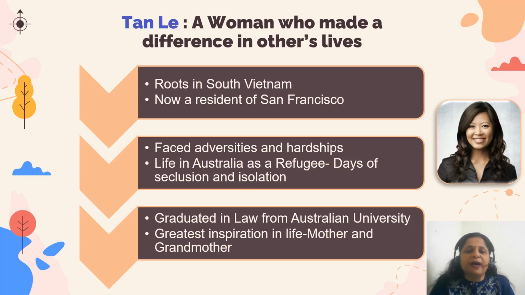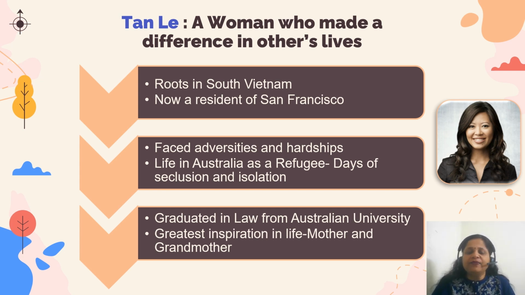Yes. So coming back to Tan Le's My Immigration Story, here I have given the tagline: Tan Le is a woman who made a difference in others' lives. Yes, so she is not an ordinary woman. When we go through her autobiographical writings, it is clear that she is an extraordinary woman and she could easily make a difference in others' lives. And she has become a source of inspiration for many people, especially among the community of immigrants.